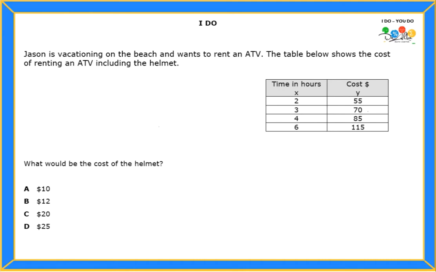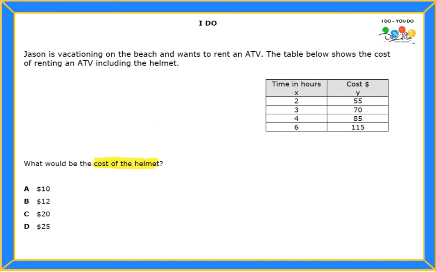Is that right? So, what do you notice about the numbers here? Well, it says that in 2 hours, Jason already paid $55. In 3 hours, he would have paid $70. In 4 hours, $85. And in 6 hours, $115. Is that right? So the question here is, how much money is he going to pay for the helmet?